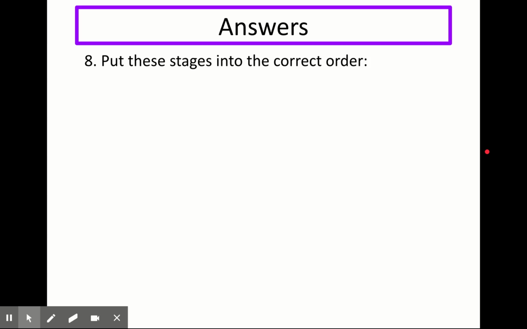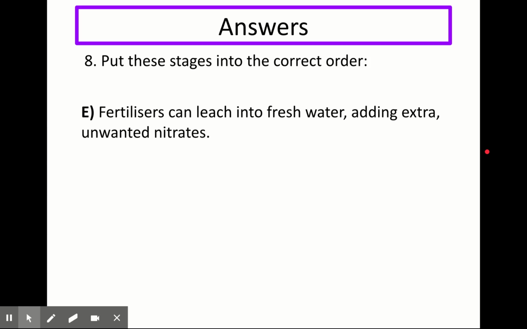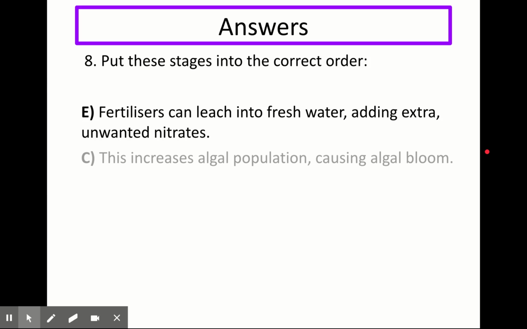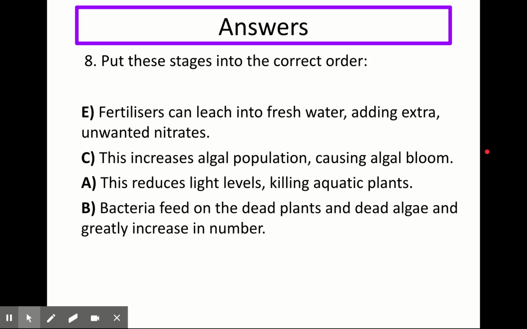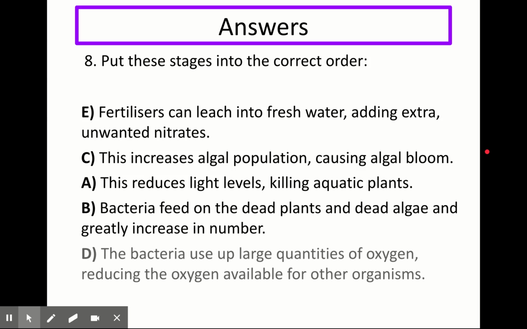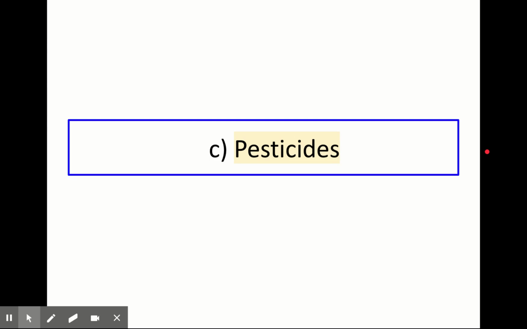Number 8 asks you to put the stages into the correct order. So the first stage should have been E, so fertilizers can leach into fresh water, adding extra unwanted nitrates. Then C, so this increases the algal population, causing an algal bloom. Then A, so that reduces the light levels, killing the aquatic plants. Then B, so bacteria feed on the dead plants and dead algae, and they greatly increase in number. And finally, D, the bacteria use up large quantities of oxygen, which reduces the oxygen available for other organisms. So let's move on now to look in more detail at pesticides, now that we've finished looking at fertilizers.